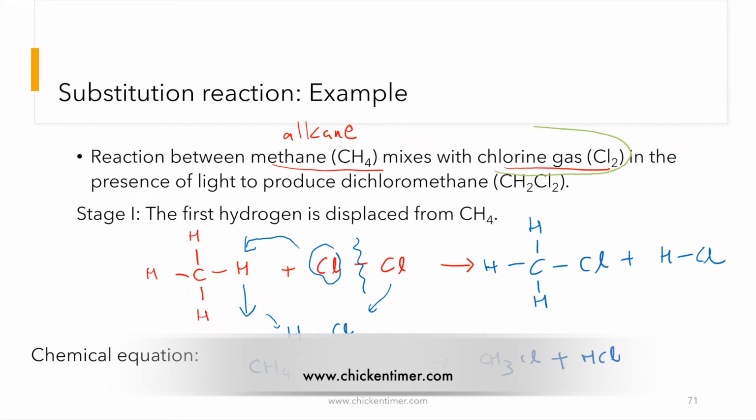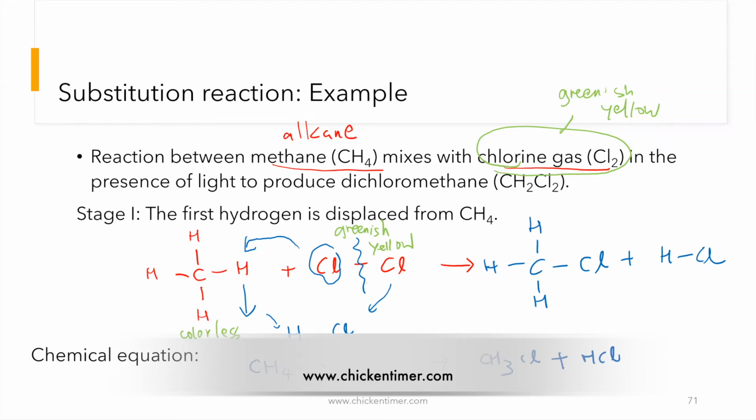Chlorine gas has an appearance. It has some color, so it's greenish yellow. Okay, so now methane is usually colorless. What color change will you observe in this reaction? Turns from colorless to greenish yellowish color. No, this one greenish yellowish color goes into the colorless gas.